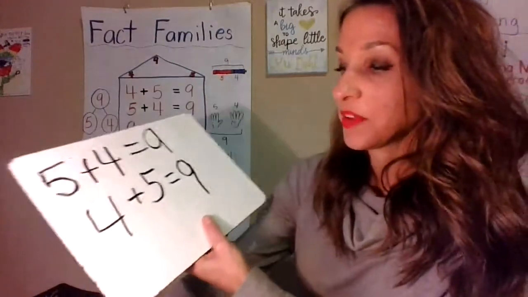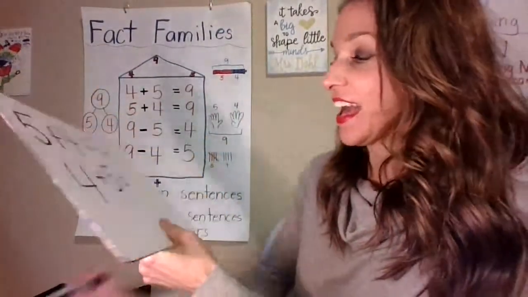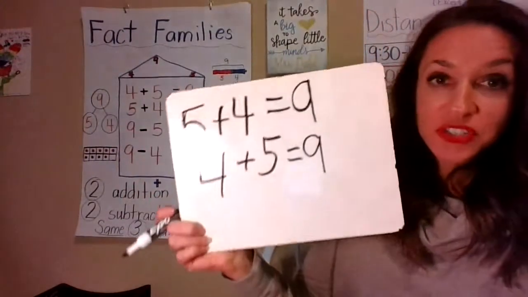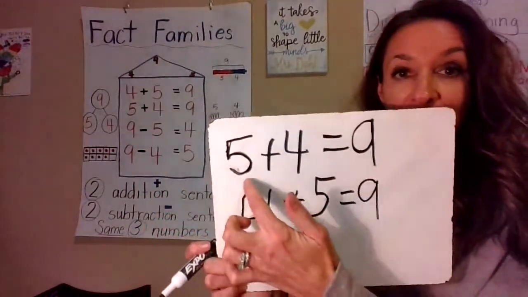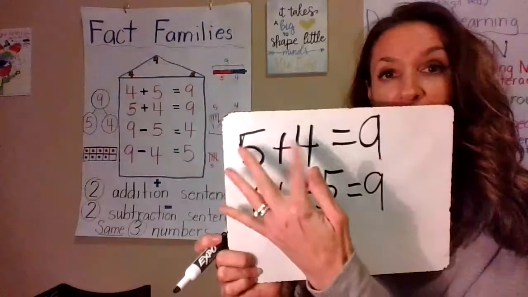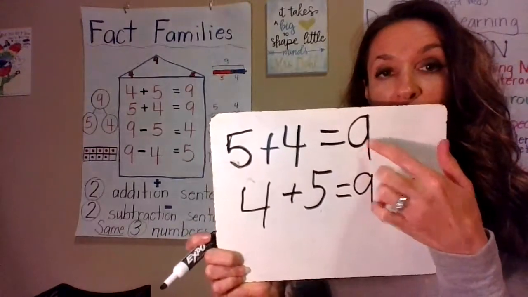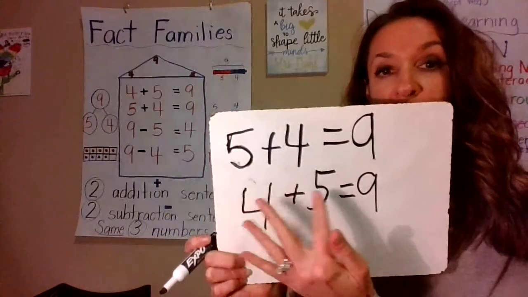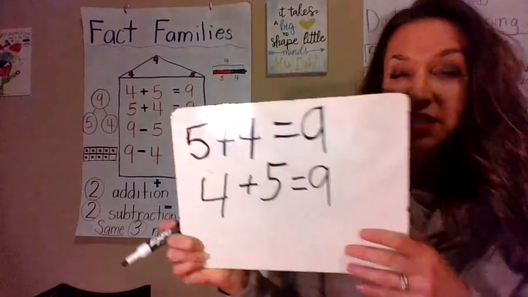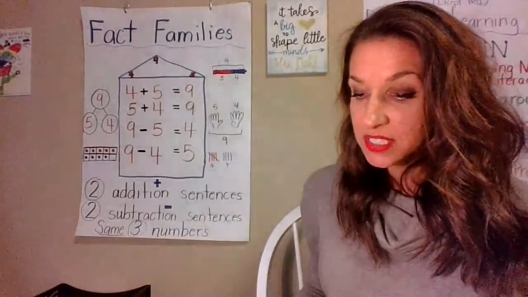It's a little hard for me to write upside down there. Let me try that again. I can do better. All right. So we have 2 addition sentences. 5 plus 4 equals 9. So here are our parts, and here is our whole all together. If we switch those parts, we have 4 plus 5 equals 9 for our second number sentence.